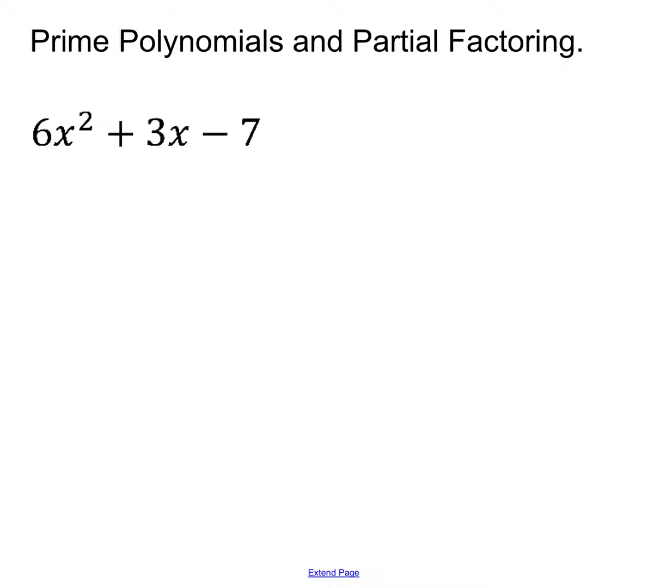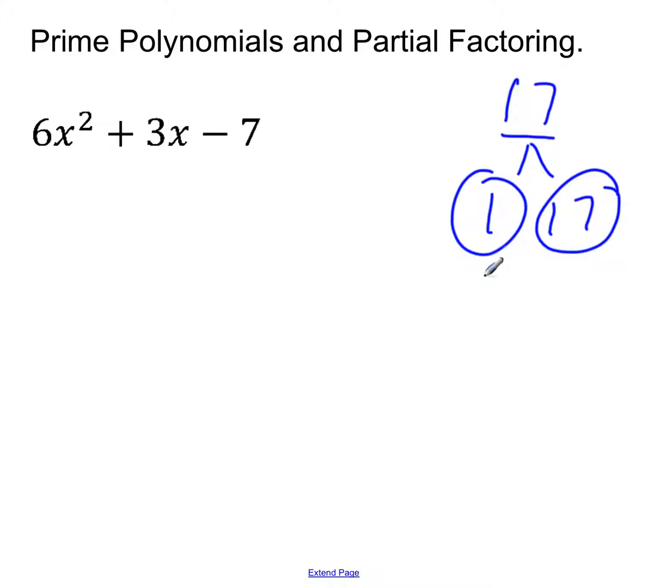Okay, and now this is going to be kind of a funny one. Prime polynomials and partial factoring. So prime polynomials, that happens sometimes. Let's think about what a prime number is. If I have the number 17, that's a prime number, and I try and do a factor tree for 17, all I'm going to get is 1 and 17, right? Because a prime number is a number that only has 1 and itself as factors.